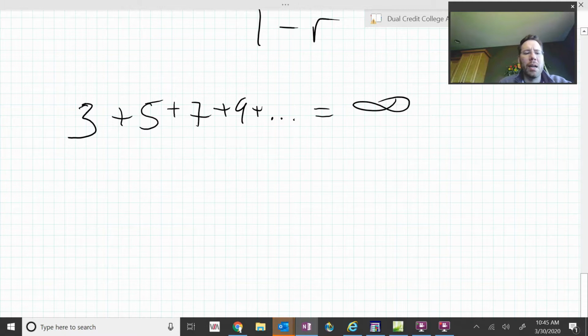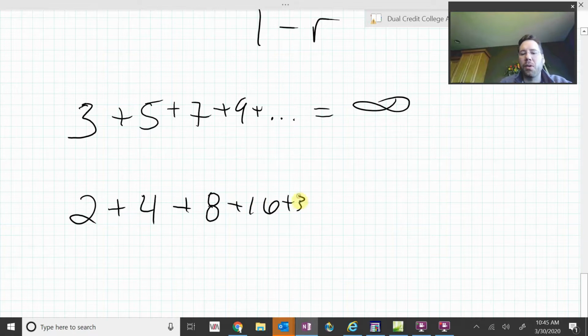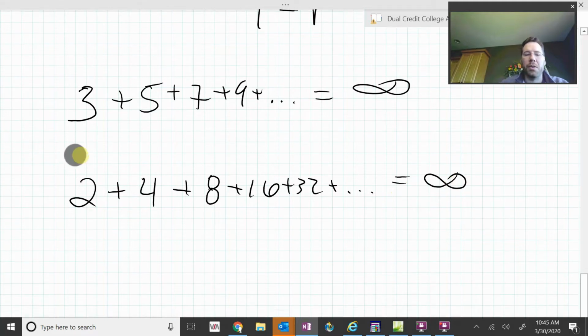But here's an example of one that is also infinity. The one we just did, 2 plus 4 plus 8 plus 16 plus 32 plus ... forever and ever until the end of time, that answer is infinity. Again, it just grows. It gets bigger and bigger. But they don't have to geometrically.